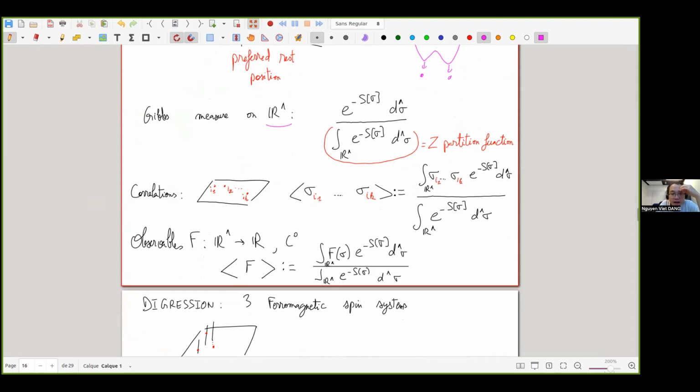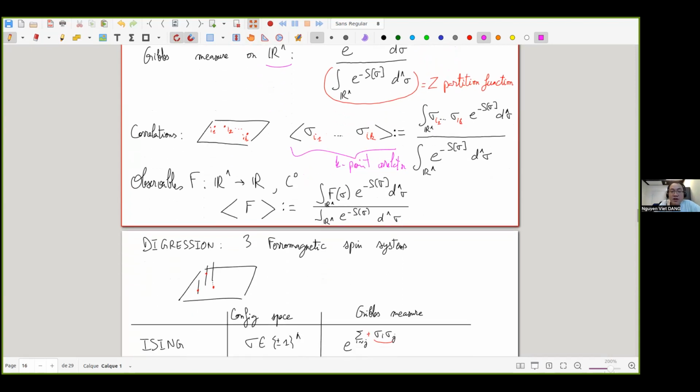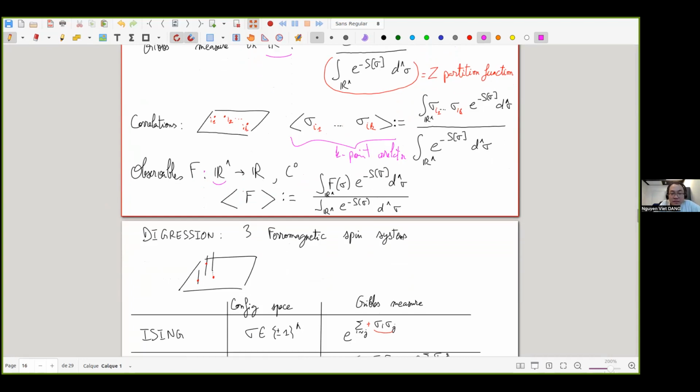So these are just averages of the product of the spins over different points, over k points, for instance. This is a k-point correlator. So it's just the average of products of spins under the Gibbs measure. And more generally, given an observable, a function over the configuration space of spins, you can also average your function against the Gibbs measure. This is written like in statistical mechanics with these bracket symbols.